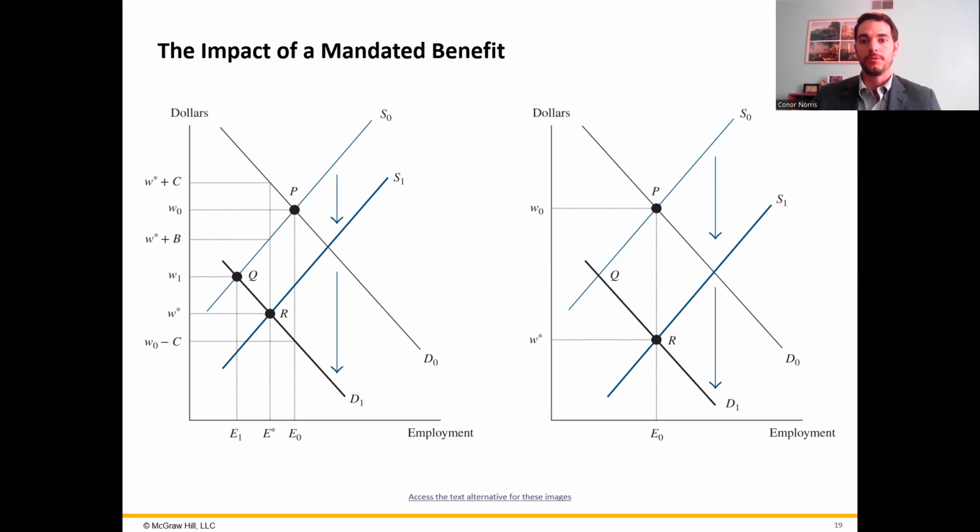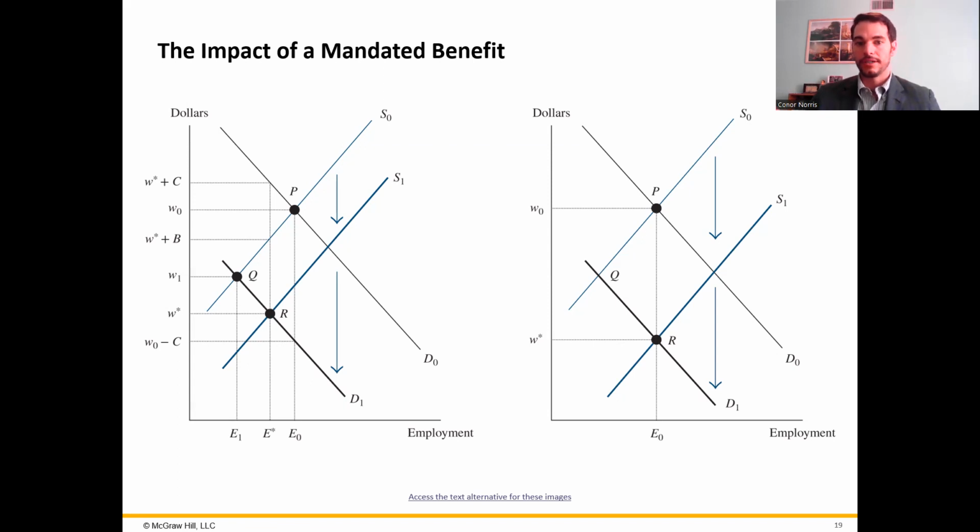So in this case, the employment will increase from E1, because workers still like the benefit, but not get all the way back to the initial equilibrium employment level at E0. It will go part of the way, to E star. So the policy results in lower employment and lower wages. Now the wages are at W star instead of W0 because there's this other benefit, the coffee, that they're getting.